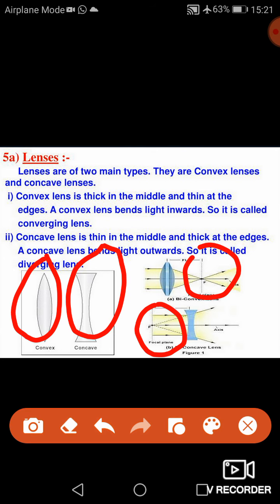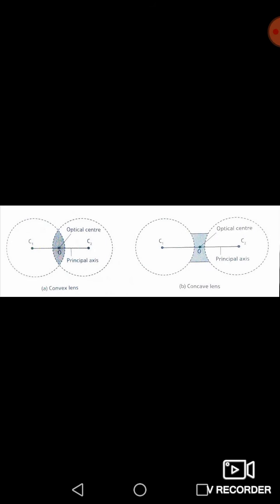Now the next topic is this one. Here, before explaining different uses and image formation by the concave and convex lens, we should know some important terms related to lenses. First one is principal axis. As you can see in the diagram, the line joining the centers of the two spheres from which the lens is formed is called the principal axis of the lens.